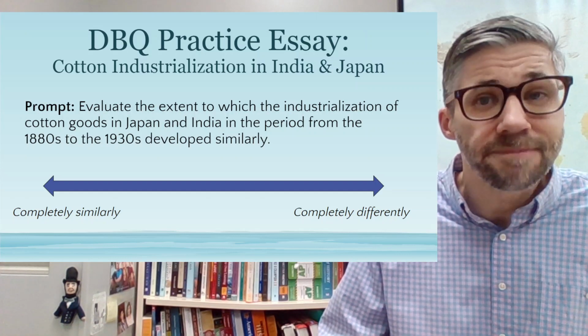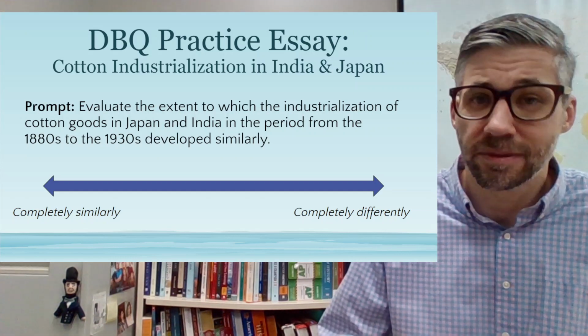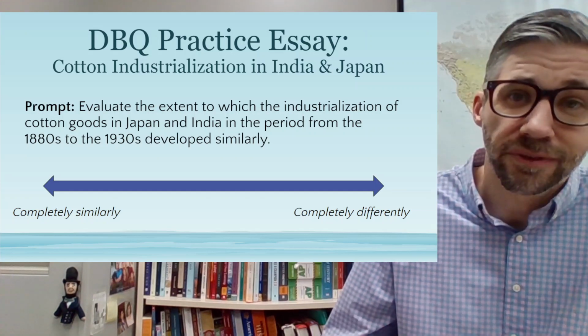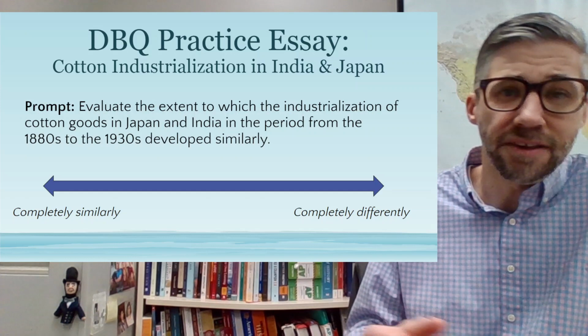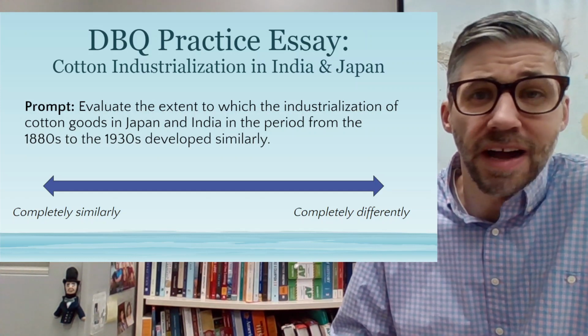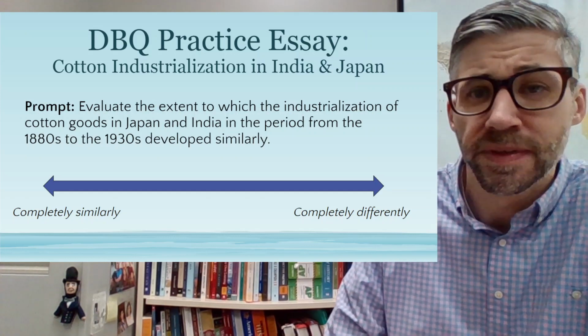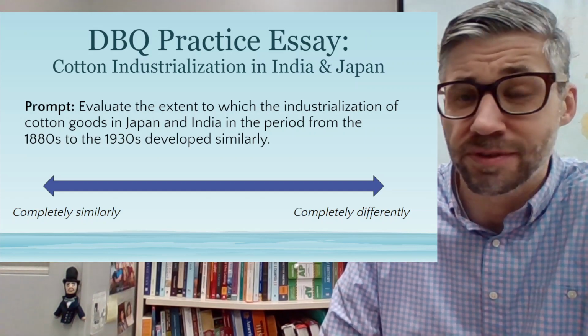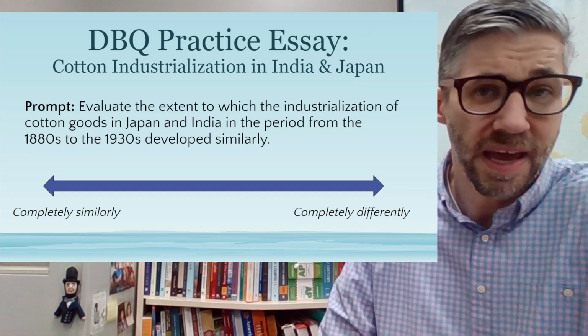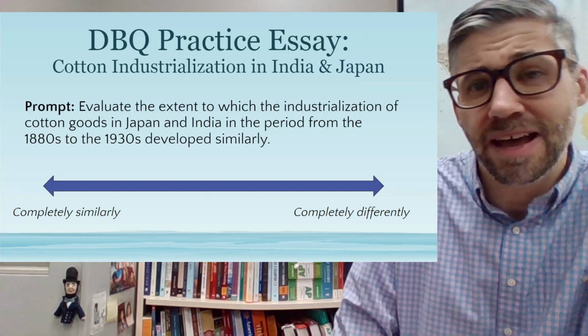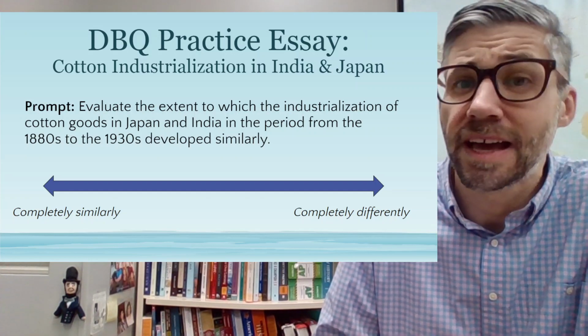Or more likely, there are some similarities and some differences, or 2 similarities and 1 difference, 2 differences and 1 similarity. What do you got? How could we group these together to tell that story? What other outside information do we know about India that we could perhaps use as outside evidence? What other outside information about Japan do we know that we could use for outside evidence or for contextualization?